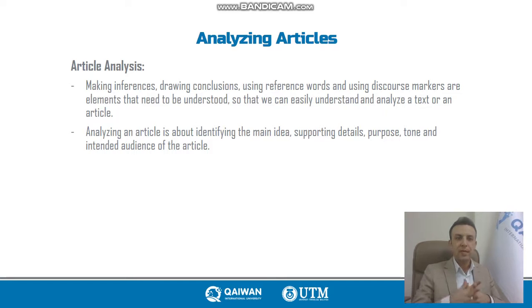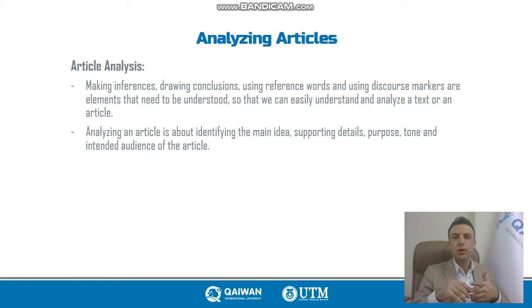Well, finally, we have article analysis. It's about how to analyze articles and text. We say making inferences, drawing conclusions, using reference words, and using discourse markers are elements that need to be understood so that we can easily understand and analyze a text or an article. And analyzing an article is about identifying the main idea, supporting details, purpose, tone, and intended audience of the article. So once you're given an article to analyze, you need to first understand what the thesis statement of the article is, or what the main ideas of the body paragraphs are.